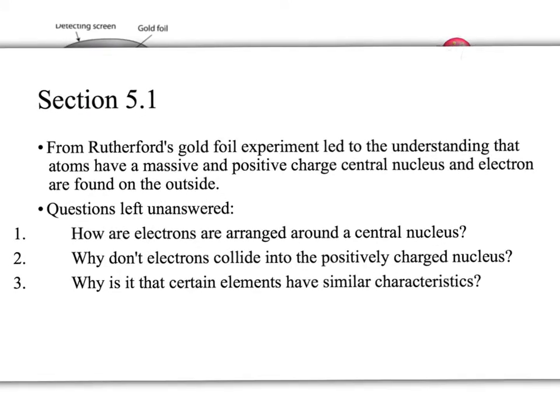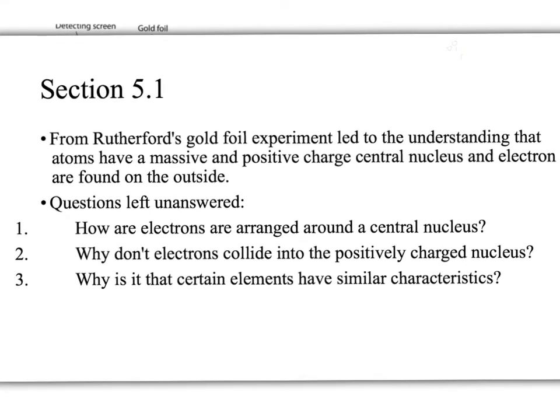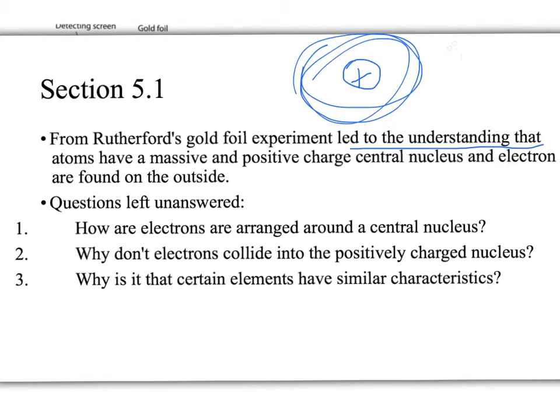So in conclusion, Rutherford's gold foil experiment led us to the understanding that atoms have a massive, positively charged central nucleus. The nucleus is positively charged, and electrons are found outside. Where outside? We didn't quite know. It was just outside of the nucleus. The nucleus was massive and filled with positively charged particles.